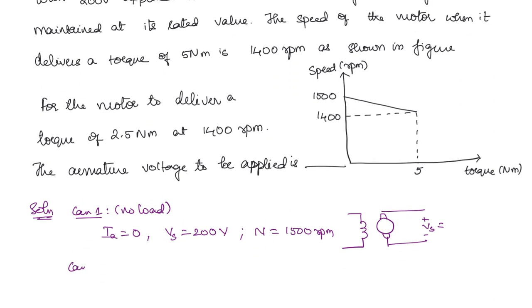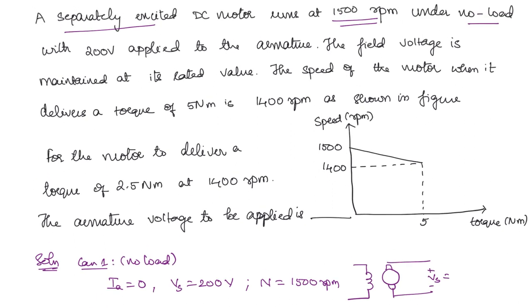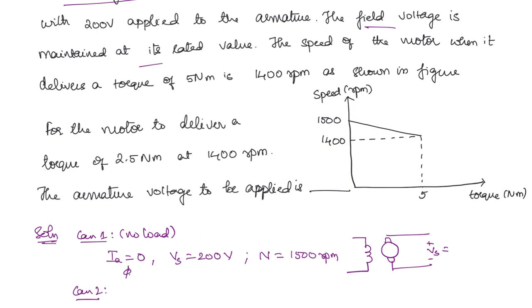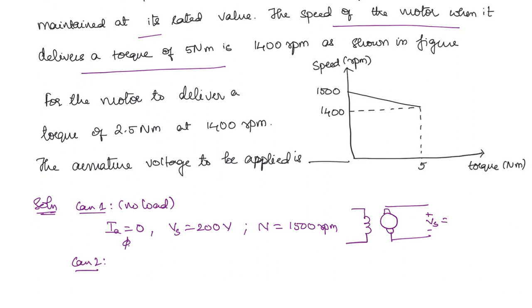Next, case 2. Next information that we have is the field voltage is maintained constant, so you can take phi. Mention phi. Now the speed of the motor when it delivers a torque of 5 Newton meter is 1400 RPM. So that means now the current is changing. It is not 0. It is a loaded condition, but we don't know the value of current. What do we know instead? We know the torque. It is given as 5 Newton meter. What about the speed? Speed is 1400 RPM. Vs and phi are remaining same. In case 1 and 2, Vs and phi are same.